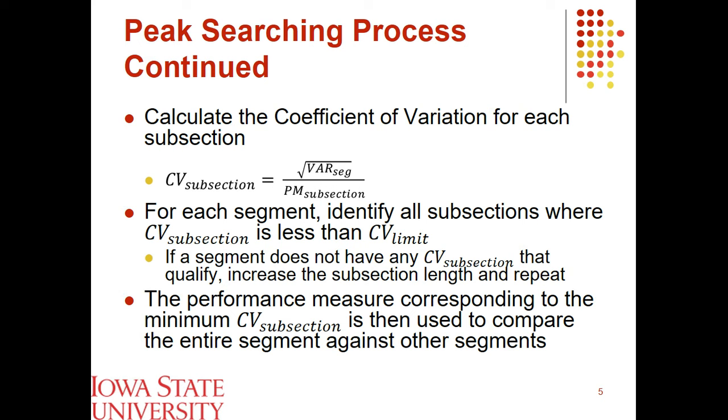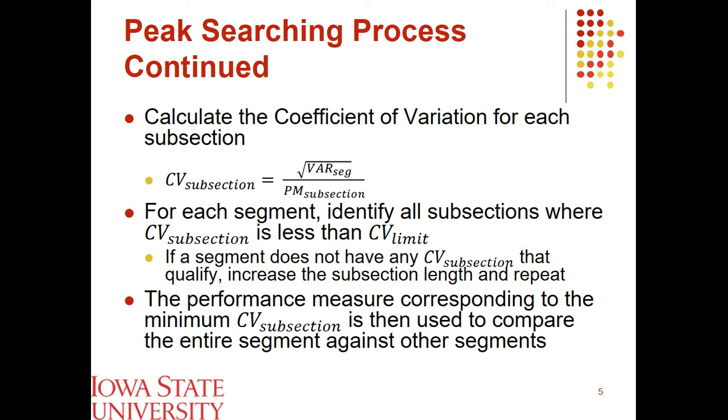We want to look at, do any of our segments not have any subsections that have coefficients of variation that are less than that limit? If not, we need to look at increasing the length of the subsections in those specific segments. Then we're going to look at the performance measure that's associated with the minimum value for the CV subsection that does meet our coefficient of variation criteria, and we will use that value to compare one segment versus the other segments.